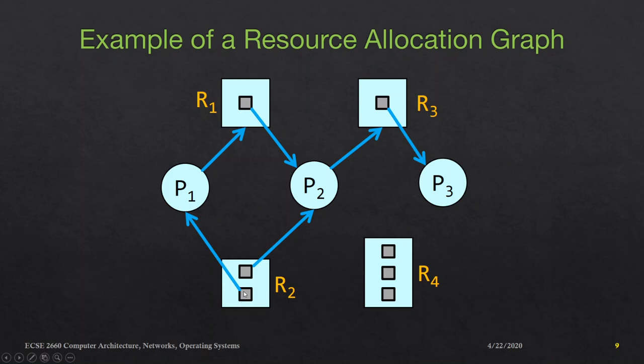P1 already has this instance of R2. Once P2 finishes, it will release this particular instance of R1. So now P1 can finish. So all three processes were able to finish in this case. So the system was able to make progress and was not in the deadlock state.